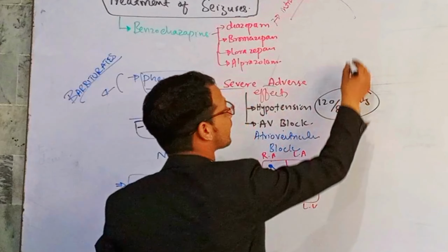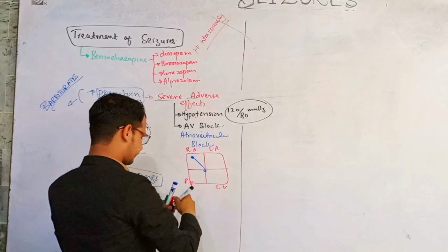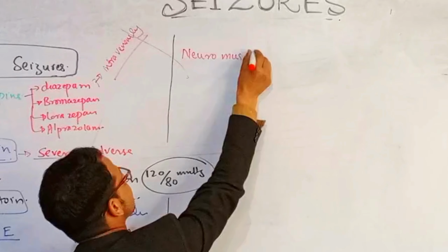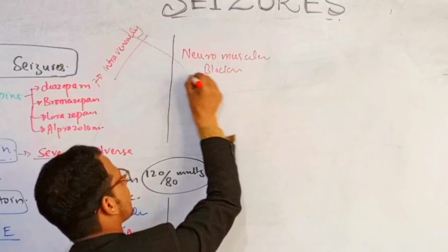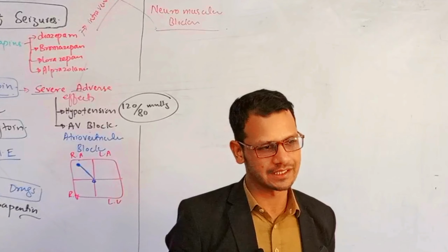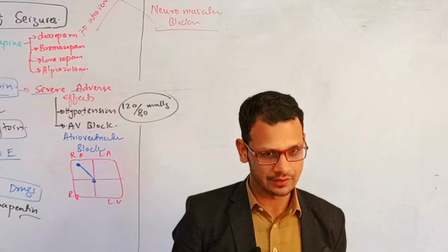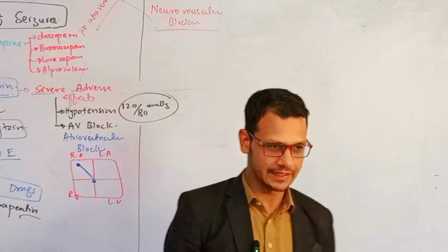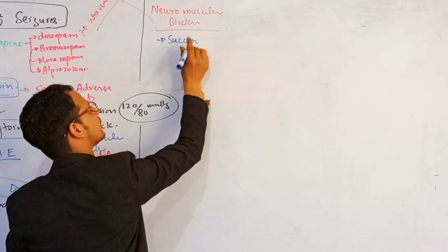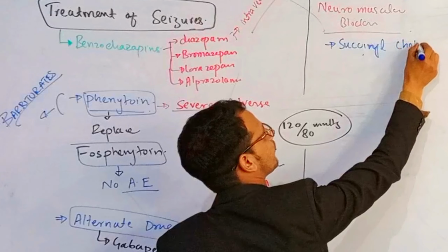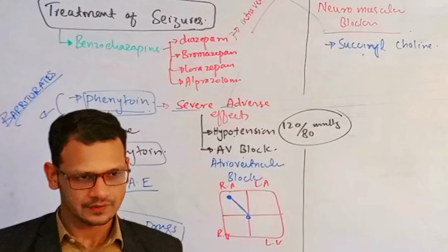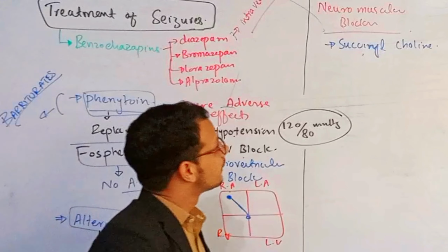We will go for neuromuscular blockers. What are neuromuscular blockers? These are the drugs which block the junction between neuron and muscle. What is the activator? Acetylcholine. What is the blocker? Succinylcholine. So we will give succinylcholine, which blocks the impulses between neuron and muscle.